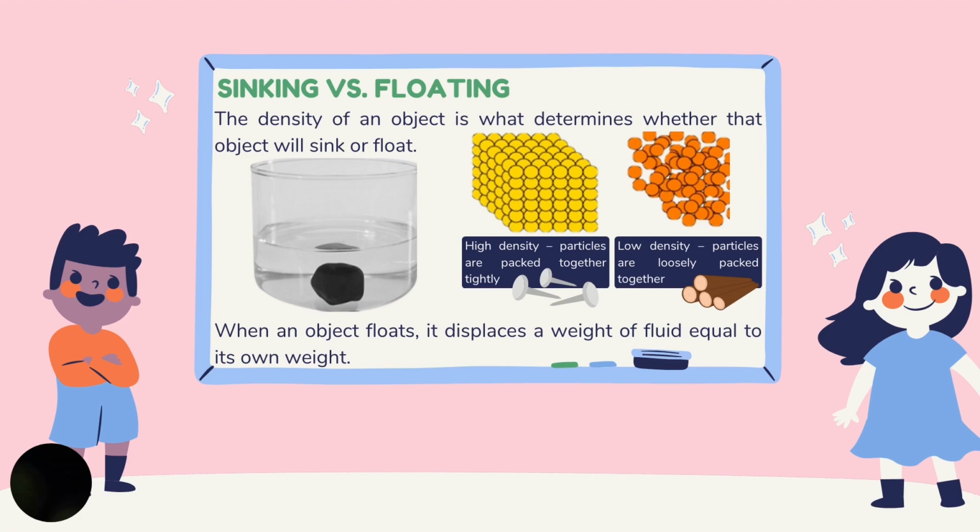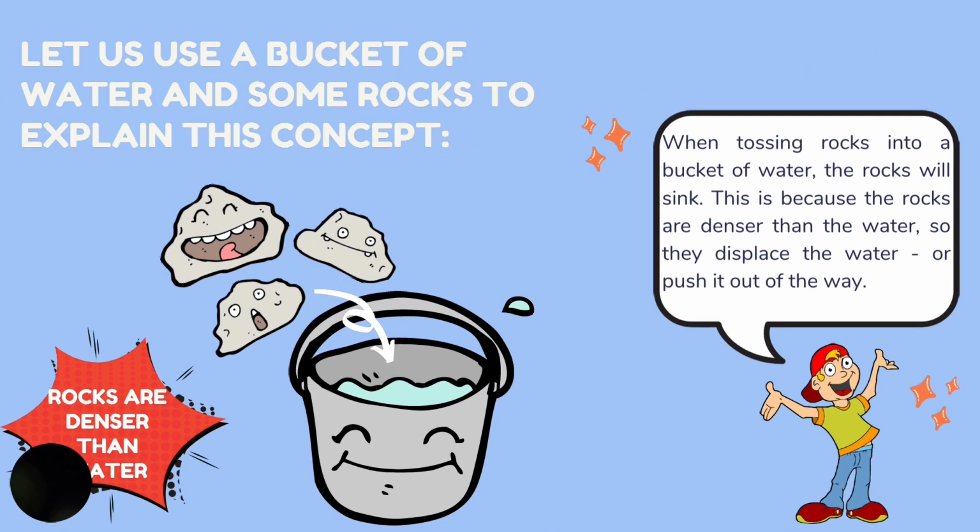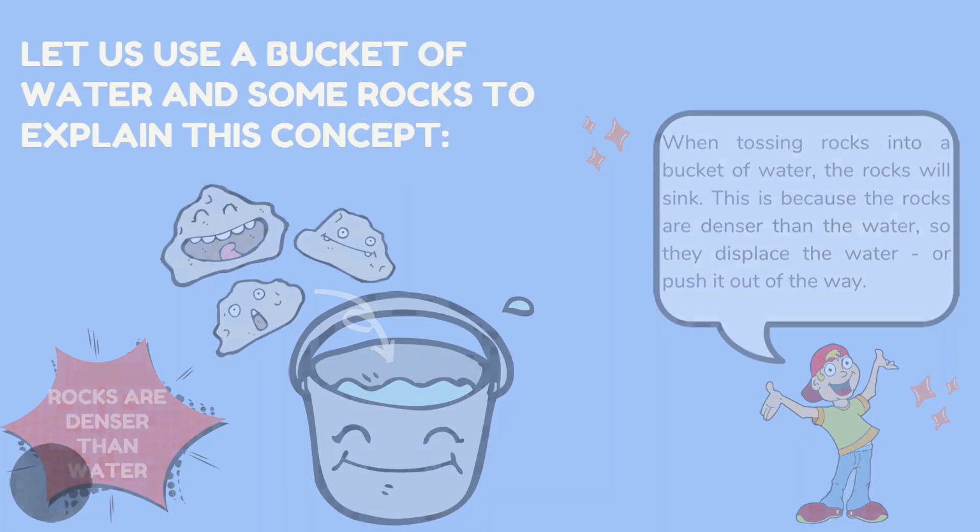If an object or substance is less dense or having less weight than other components in the mixture, it will float. When an object floats, it displaces a volume of fluid equal to its own weight. Let us use a bucket of water and some rocks to explain this concept. When tossing rocks into a bucket of water, the rocks will sink. This is because the rocks are denser than the water, so they displace the water or push it out of the way.